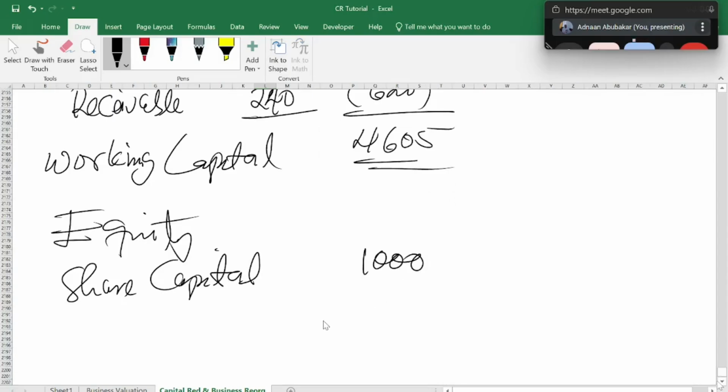Then there is cash that is coming in, which is working capital, which is 4,605. Then you come and add it. They've injected new money into the company. So when you add it, what do you have? 505. Come again.